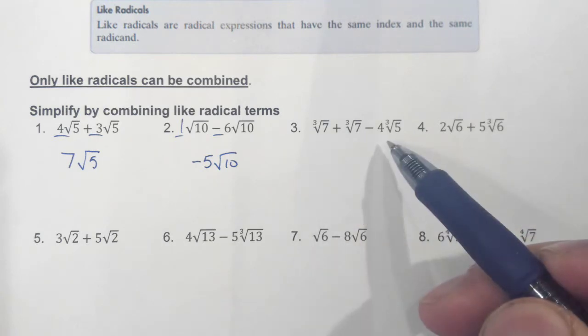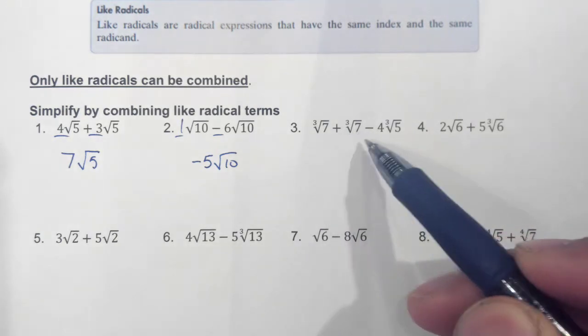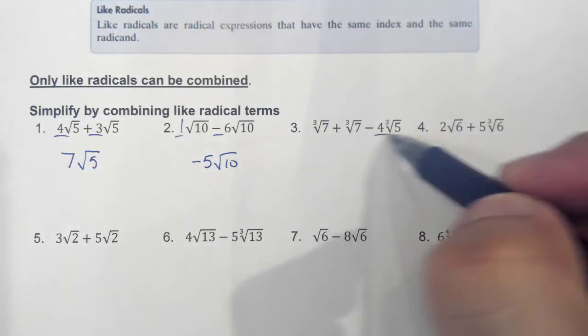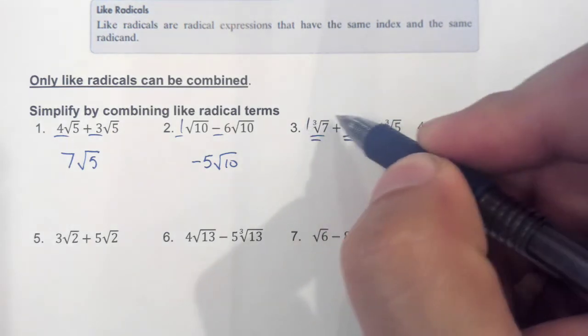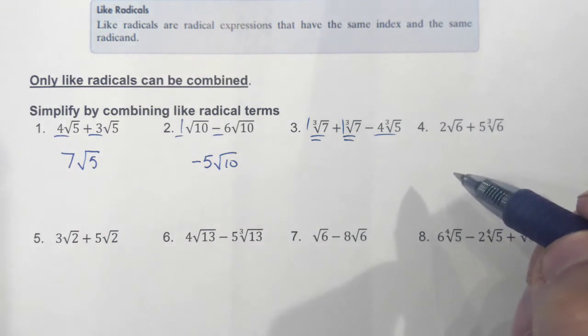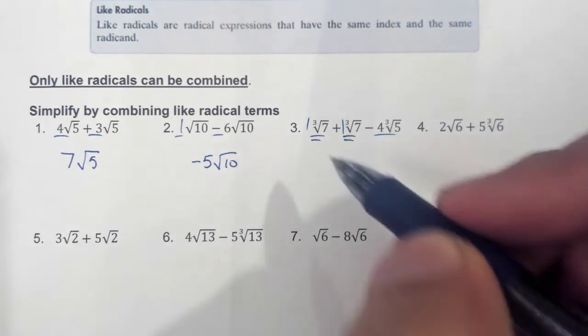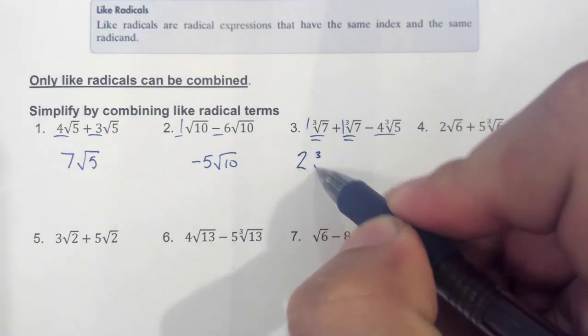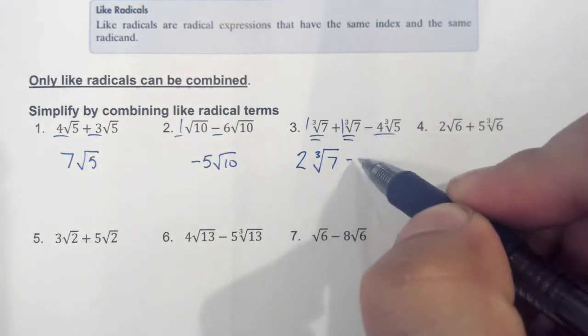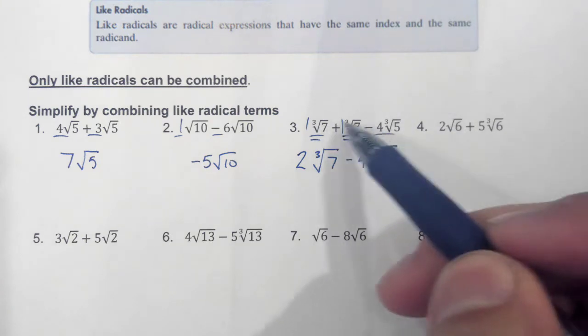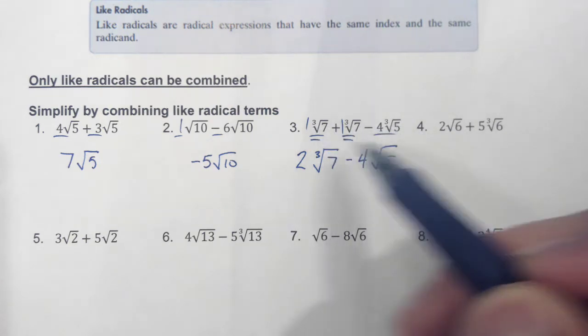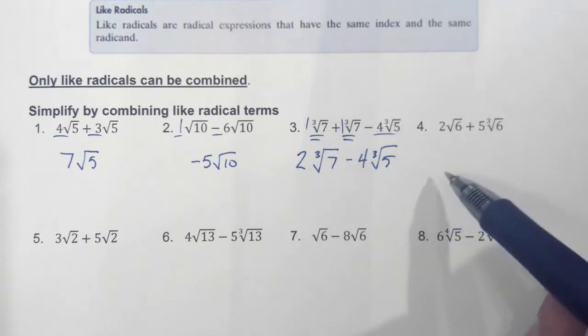On number 3, notice we have a cube root of 7, a cube root of 7, and a cube root of 5. This one is not alike. These two are. So again, put the understood ones in front. 1x plus 1x is 2x, so that would be 2 cube roots of 7. And then 4 cube roots of 5 would just tag along. We cannot combine them. This is like an x, this one's like a y. They are different, so they have to stay separate.